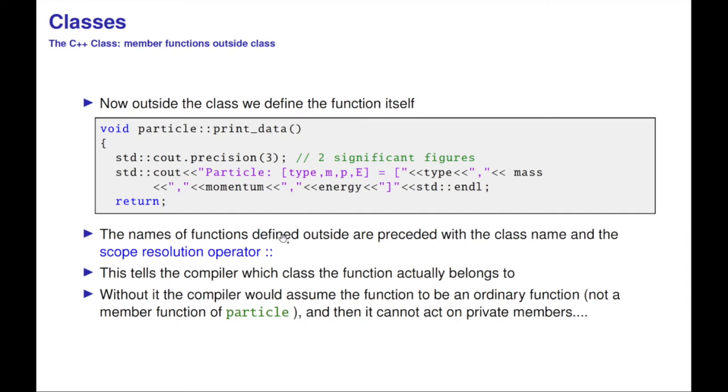The names of the functions defined outside are preceded with this class resolution operator. It tells me what function it belongs to. Without this name resolution, the compiler would assume the function to be an ordinary function, not a member function, and then it could not act on those private data members.